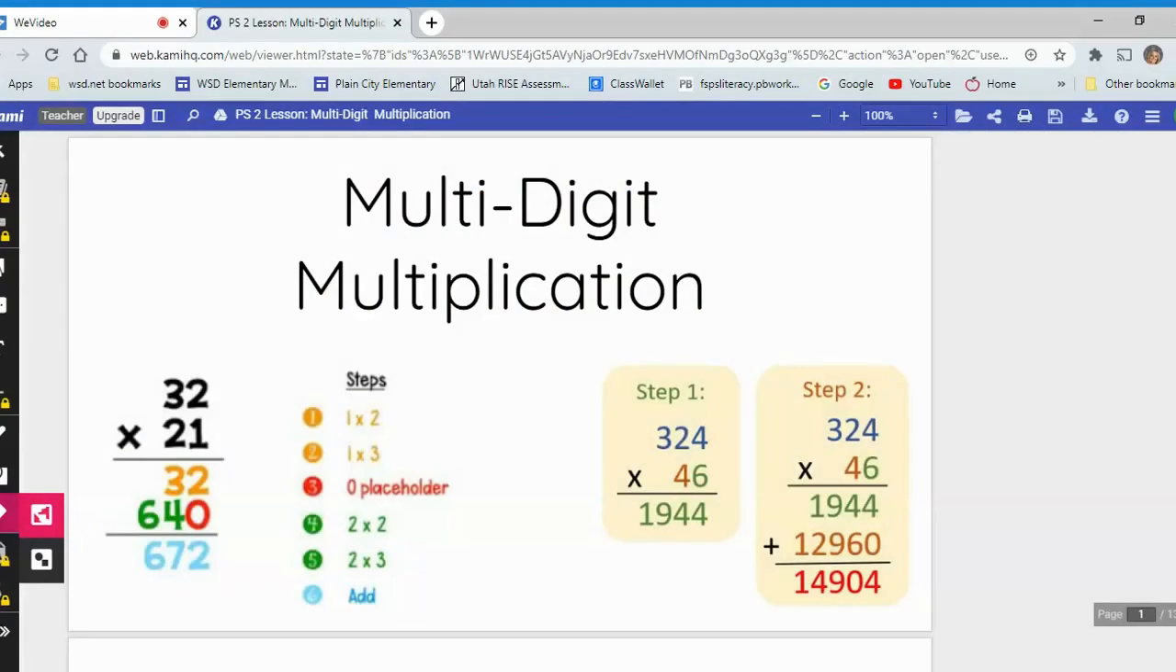Okay, today we are going to do some prior skill practice on multi-digit multiplication. You can see these two graphics here both go over just the steps of multiplying with multi-digits. They look a little bit different in how they have it laid out, but both of them accomplish the same goal of multiplying multi-digit numbers. So let's go ahead and get started.